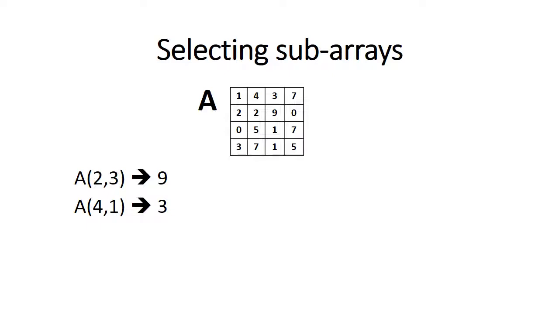In this video we'll be looking at different notation and ways of selecting a subarray. That differs from selecting a specific element in an array. So for example, in this example, A(2,3) simply means row 2, column 3, and that's 9, and A(4,1) is row 4, column 1, which is 3. So we're not looking at the selection of a single element in an array, but the selection of a subarray in itself.